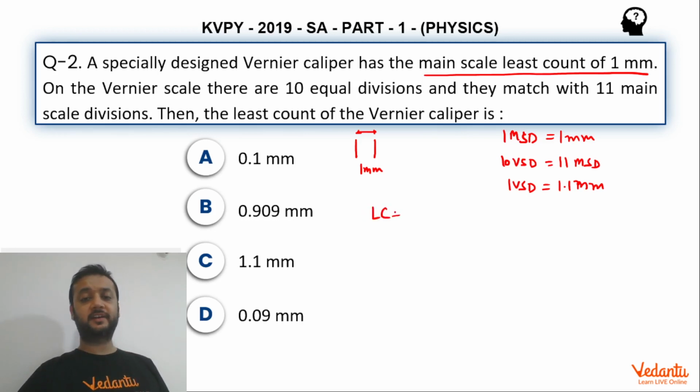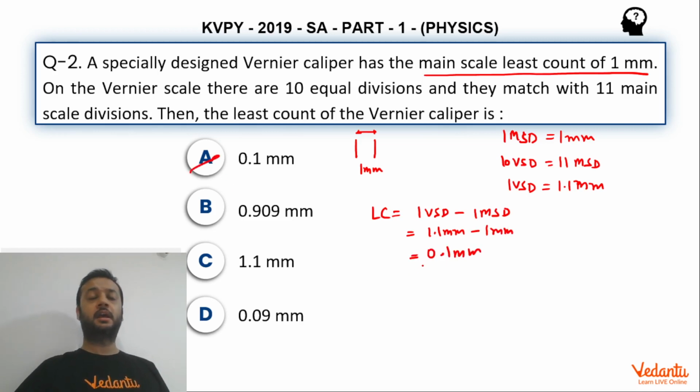So first let's find the least count. Least count will be one vernier scale division minus one main scale division, which is 1.1 mm minus 1 mm. That gives us the answer 0.1 mm. Hence option A is the correct answer. Now many students wrote 1 MSD minus 1 VSD and got negative 0.1 mm, and they got confused why they were getting a negative sign. But since here the vernier scale division is more, we take vernier scale division minus main scale division.